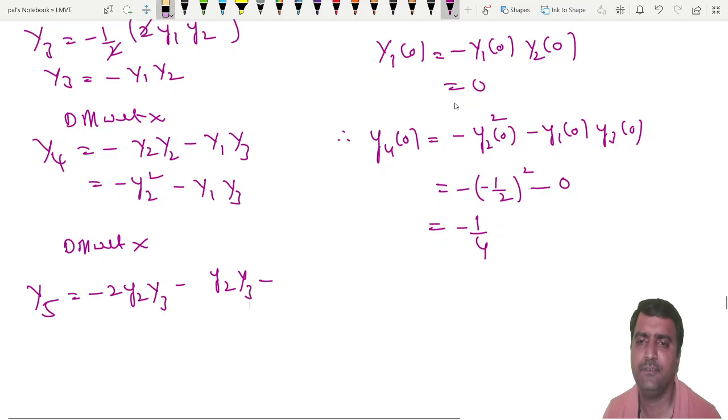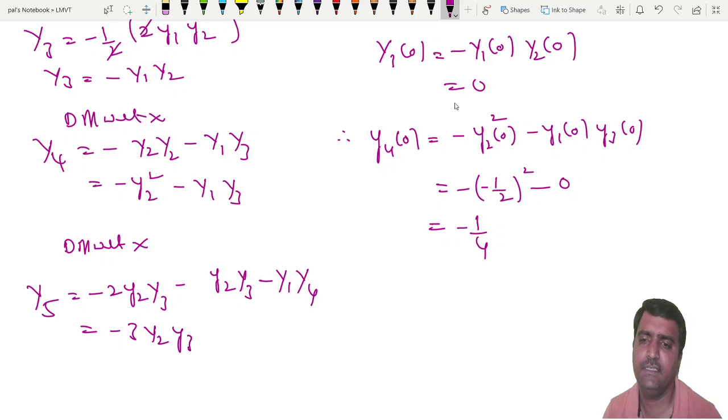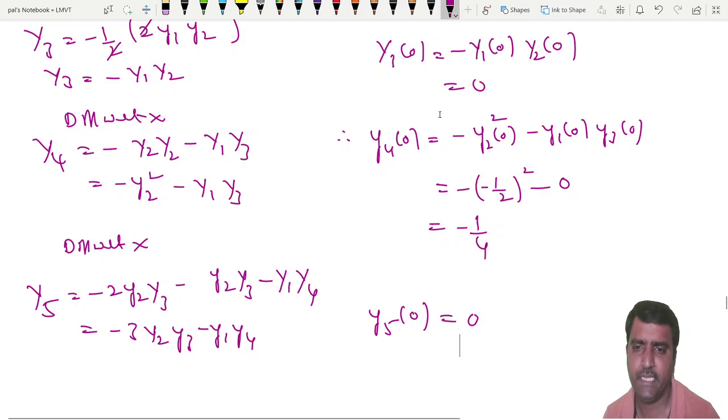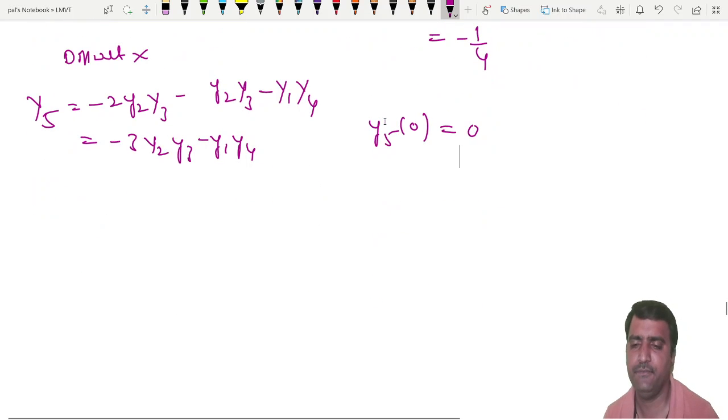Again keep y1 as it is, differentiate y3. Differentiation of y3 is y4. So now it is minus 3 y2 y3 minus y1 y4. So y5 of 0 is equal to 0, because y3 of 0 is 0, y1 of 0 is 0. So y5 is 0. So better you find one more step, y6.